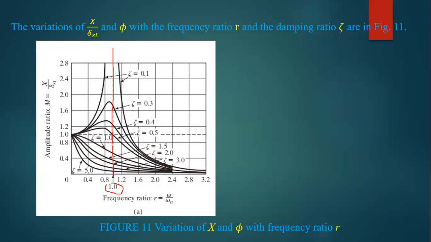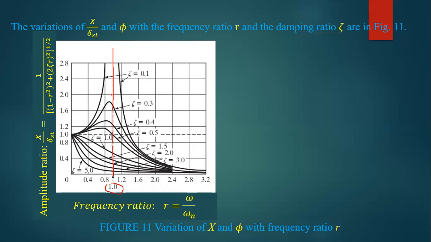Again, for zeta less than 1, we can observe these graphs. These are the graphs for zeta equal to 0.3, zeta equal to 0.2, and zeta equal to 0.1. For very small zeta, it will go to infinity. That is resonance. That means the system is undamped and susceptible to the resonance effect.